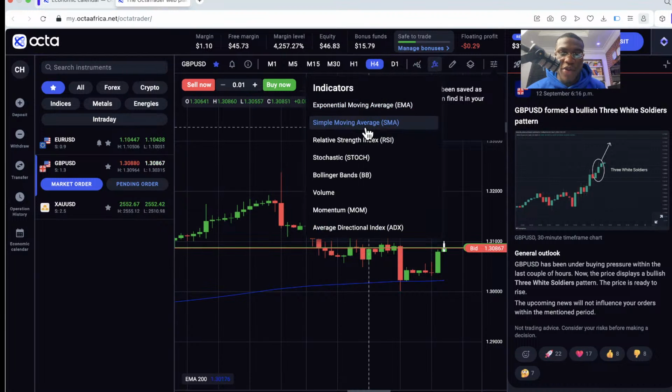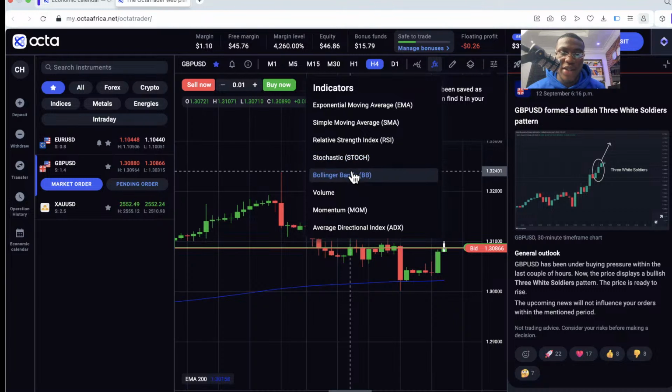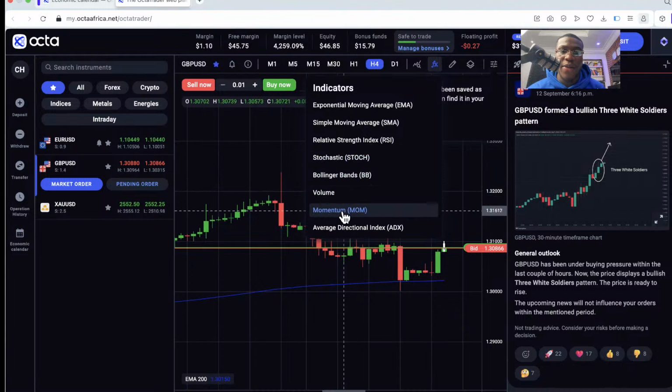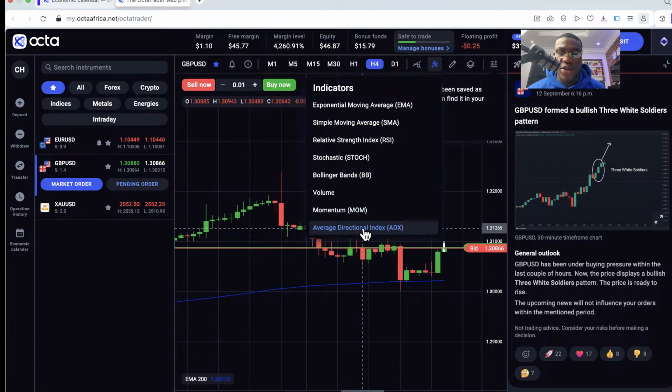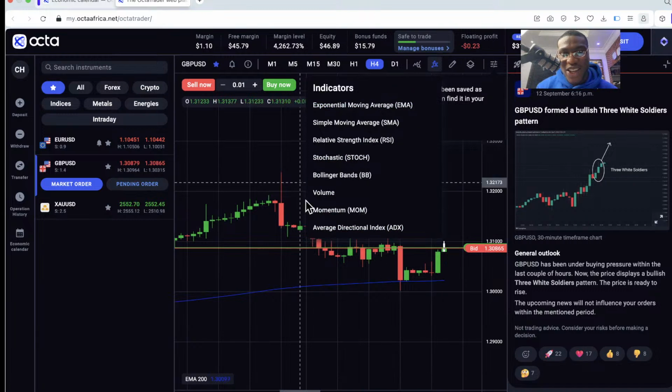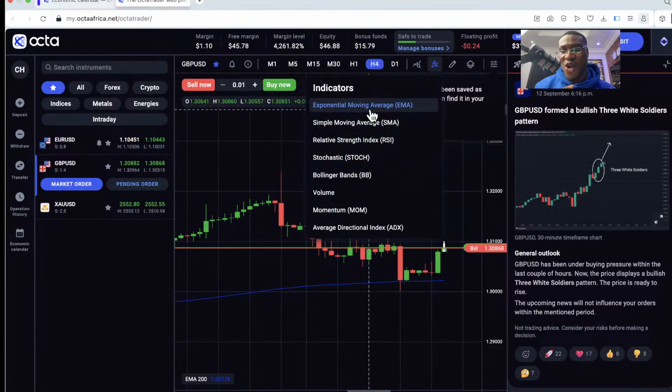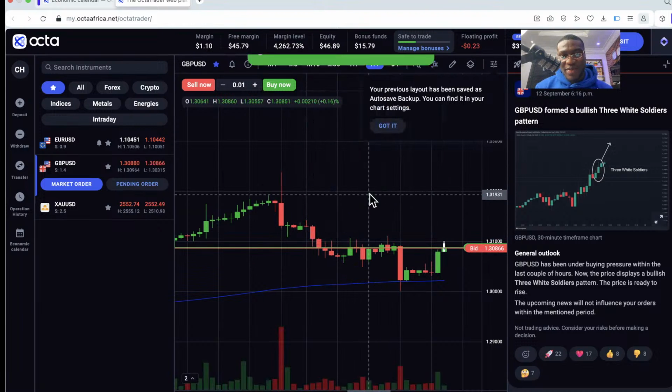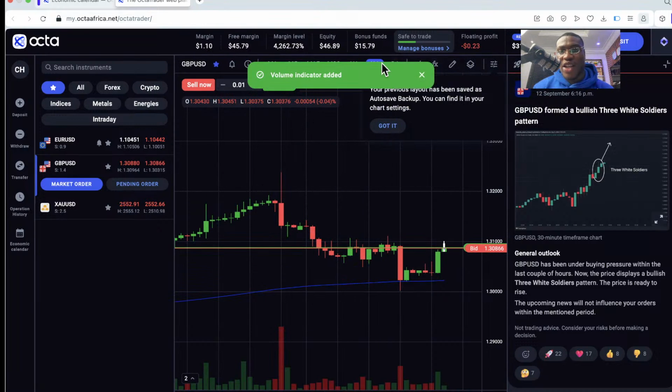And we have simple moving average. We have the RSI, stochastic indicator, Bollinger Bands is here as well. Volume is here, momentum is here. ADX is also here as well. So you can take advantage of these indicators. These are the indicators that are popularly used in the markets, and these are indicators that you would need if you're getting into the markets as a beginner and trying to understand your way around the indicators, the markets and pairs. These indicators are your go-to, okay? Especially volume and the moving average.